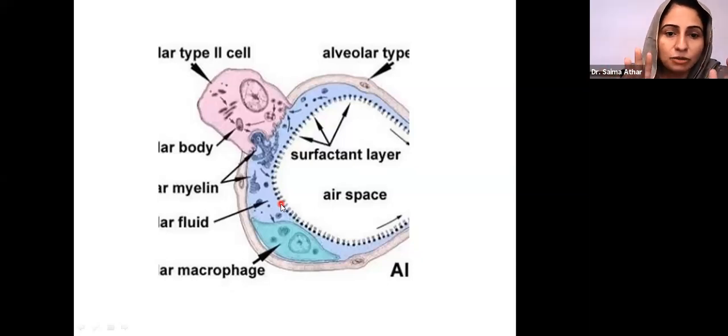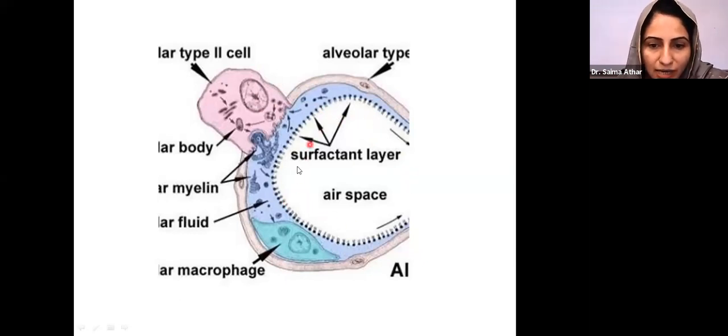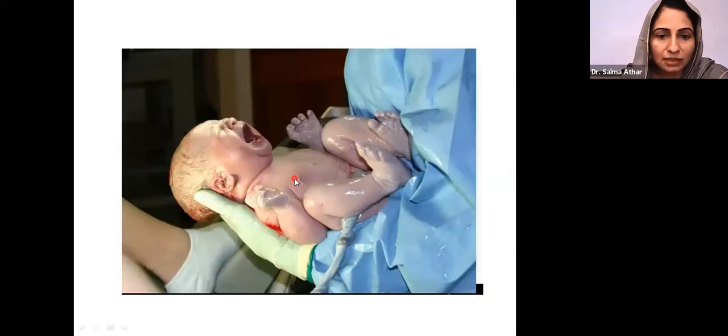How will it go away? That would be absorbed in the capillaries. Now just imagine that this area is filled with the fluid. This is the alveoli. And this area is filled with amniotic fluid. Now as soon as the baby's first cry happens, as soon as the baby cries like this, okay, Jatin, this baby resembles you.